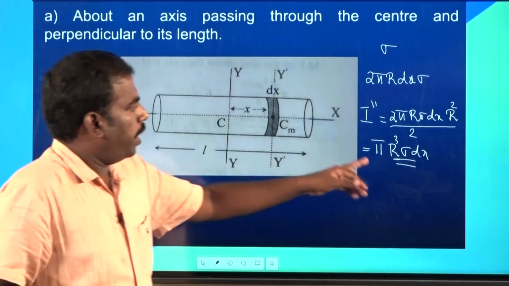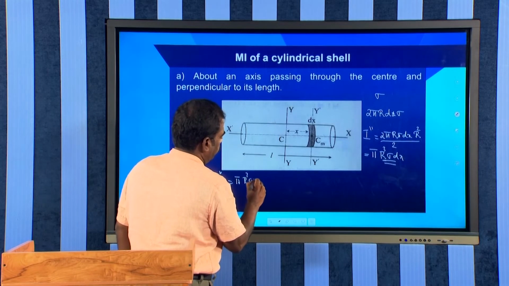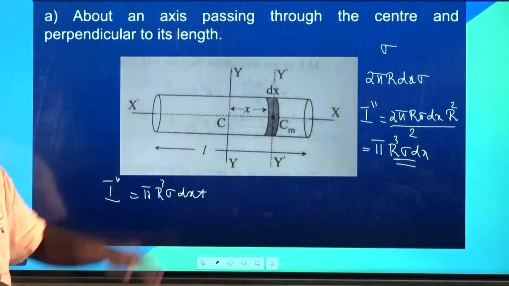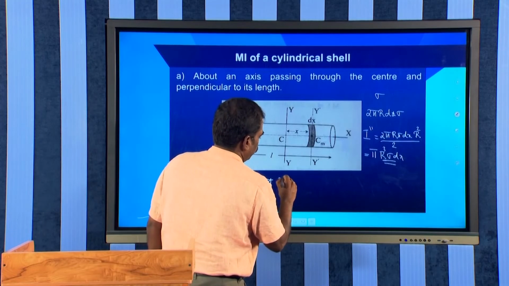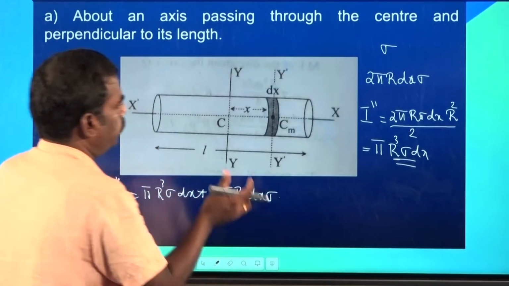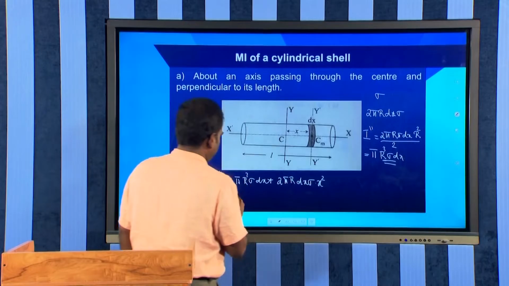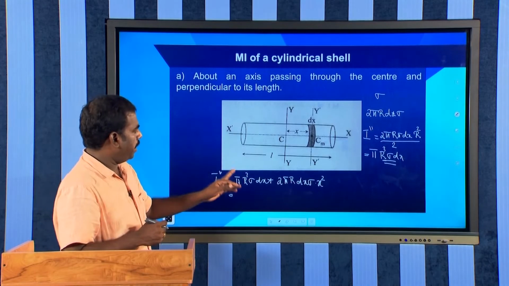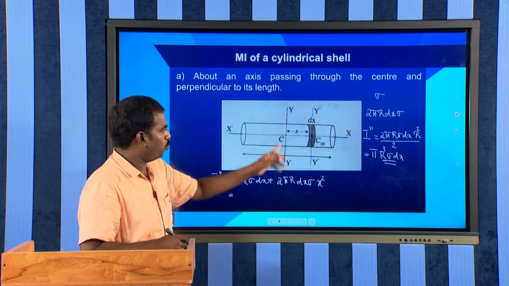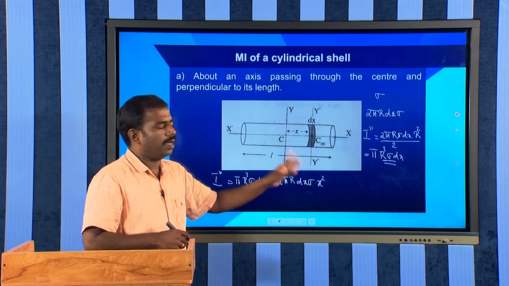It is pi r cube sigma dx plus mass, which is 2 pi r dx sigma, into the distance. The distance is x, so it is x square. So, the moment of inertia of the ring about the axis y, which is what we require, is pi r cube sigma dx plus 2 pi r dx sigma x square.